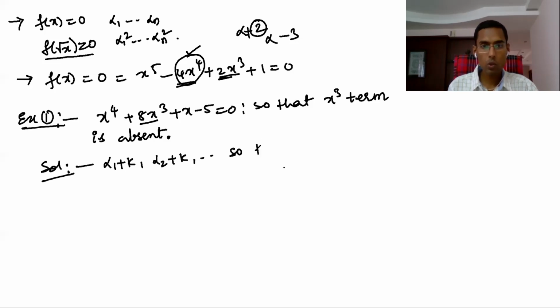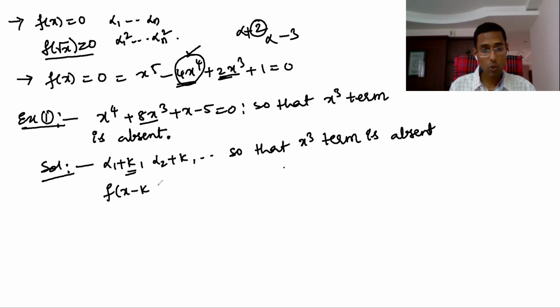So that the x cube term is absent. Here each root is increased by k so that the x cube term is absent. If each root is increased by k, what is the equation? f of x minus k equal to 0. To get f of x minus k equal to 0, you have to divide with x equal to minus k.